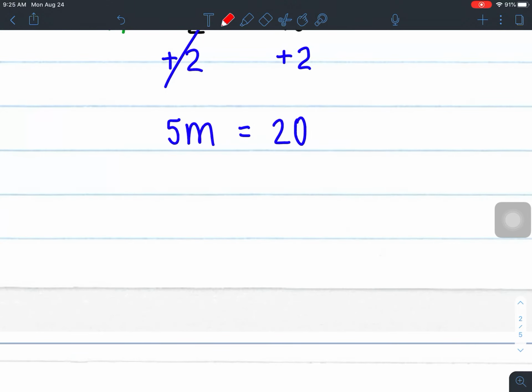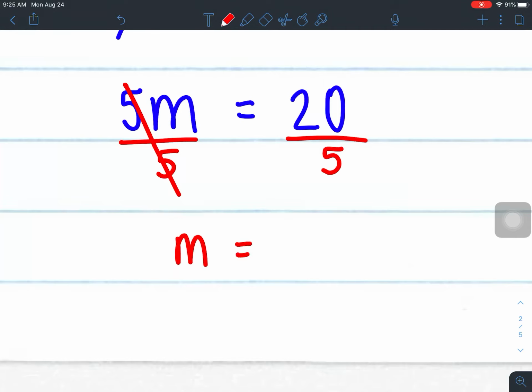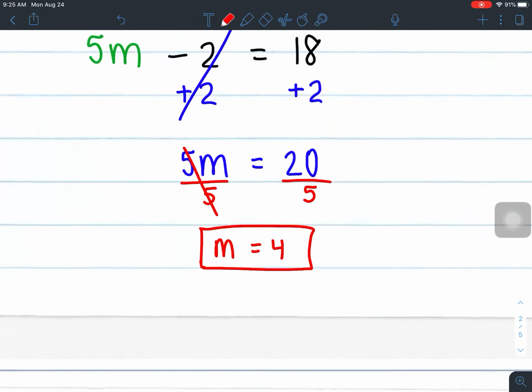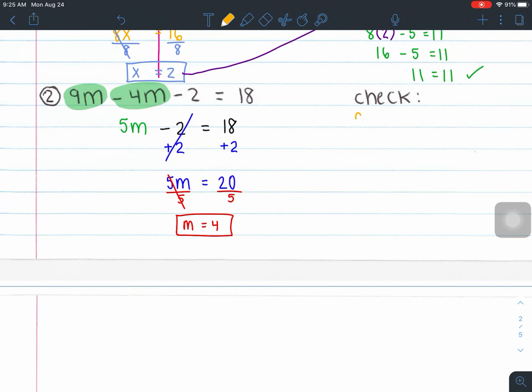And then my next step here is I want to get the m by itself. In order to get the m by itself, I would divide by 5, because I would do the opposite operation, because right now it's being multiplied. 5 divided by 5 is 1. So I have 1m equals, again, you can write the 1 if you want, 20 divided by 5, which is going to be simplified to 4. So m equals 4. And the question is, how do I check it? The same way you checked the last problem.